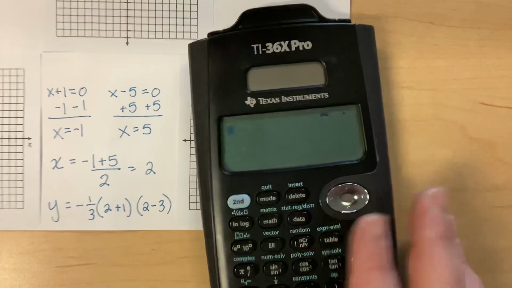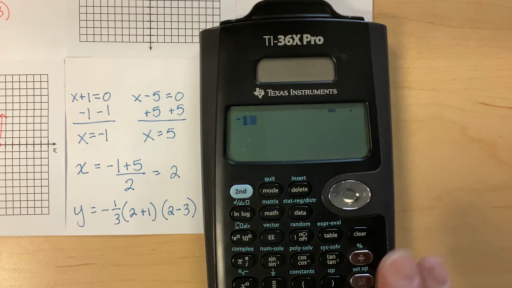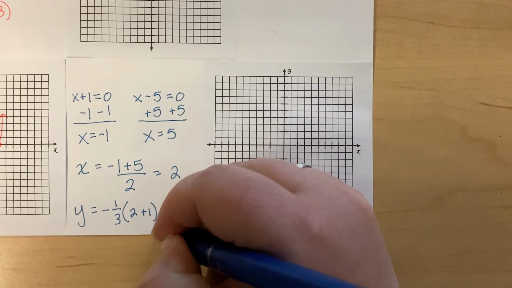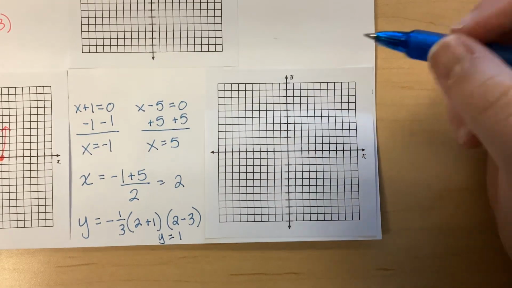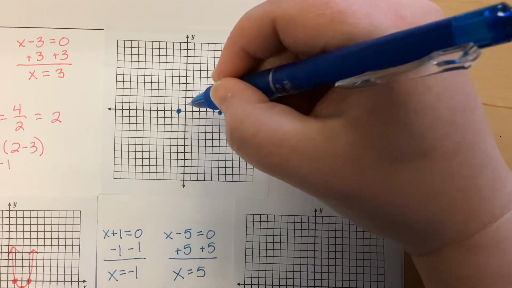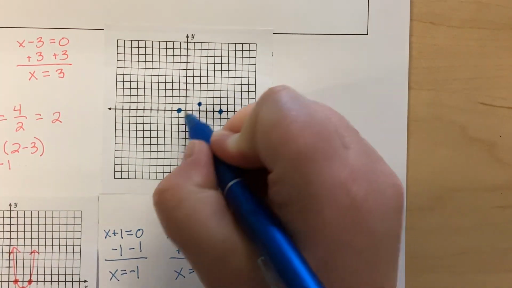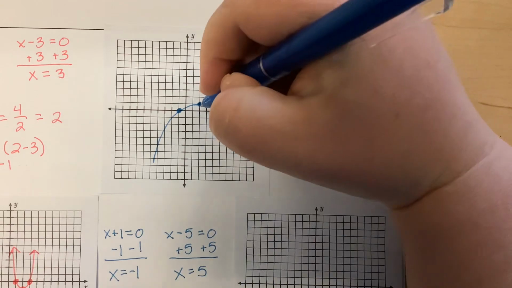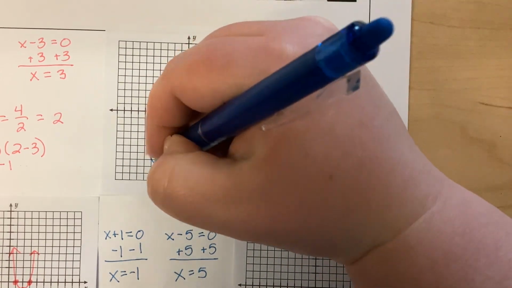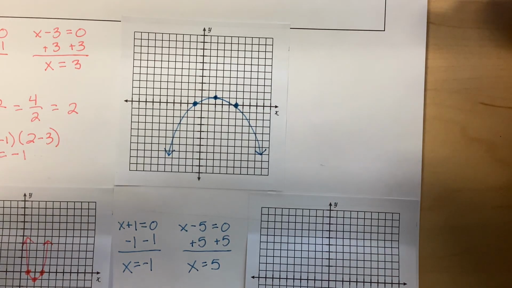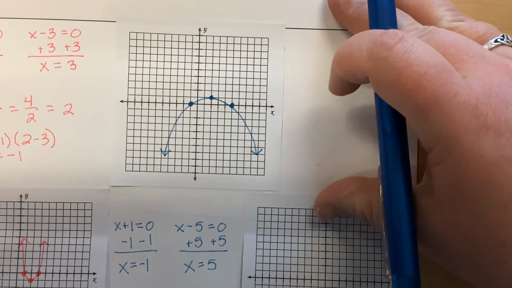So I'm going to type it in exactly as it is. It's negative 1/3 parentheses 2 plus 1, 2 minus 3, and I get 1. So that means the y value of my vertex is 1. So my vertex is 2, 1. So we're going to go 1, 2, positive 1. It's a very odd looking graph here, but there it is. And it should be wider than normal because it has that fraction out in front. If you had a whole number out in front, it would be skinnier. All right, last one here.